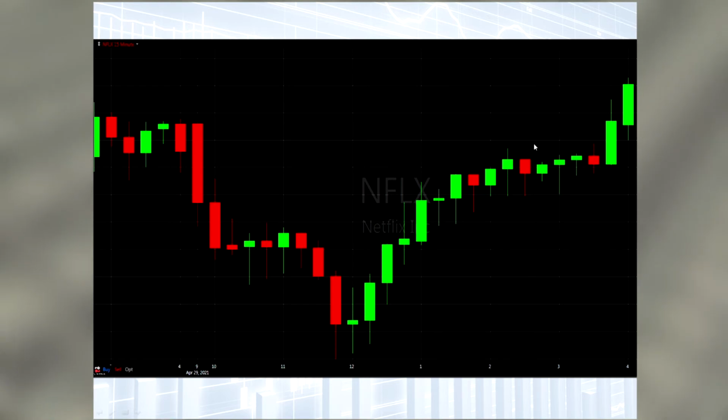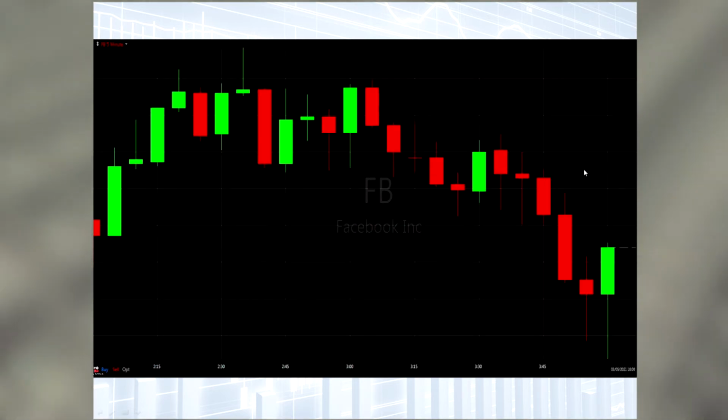Now let's look at a third example, Facebook on a 5-minute chart, just to give you guys an example of things not necessarily going the way you would want them to. There is some small amount of uptrend going on here right at the beginning, but then the market goes into a sideways ranging market.